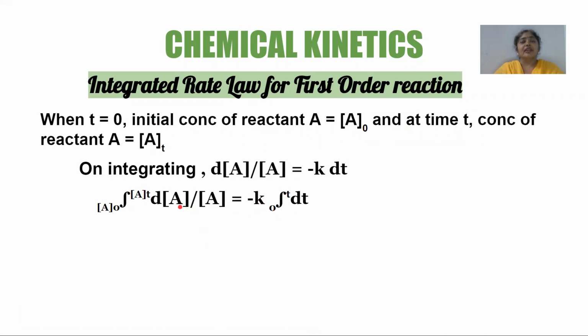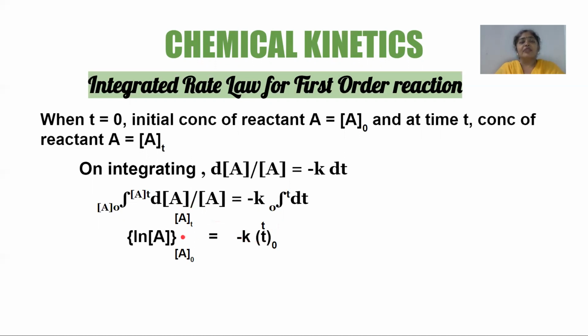Now what is integral dA by A? You must have learnt in mathematics that integral 1 by x dx is log x. Similarly, this is integral of 1 upon A into dA, so this is log A. Whereas on the right hand side, you have integral dt, and that is the same as integral dx. Integral dx is x, so here I have integral dt is equal to t.